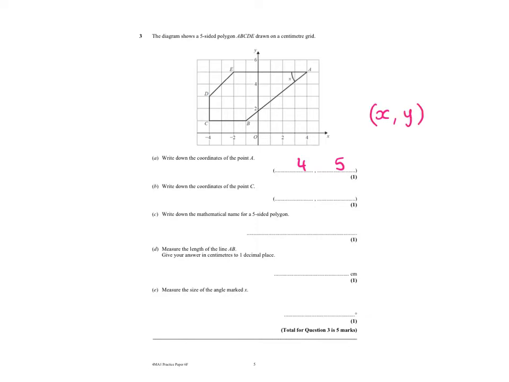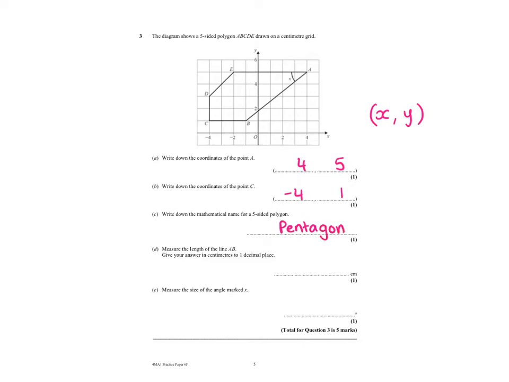It then says write down the coordinates of point C. So again, on our x axis, if we go across, it's -4. Then when we go up to C, we go up 1. So we have -4, 1. Write down the mathematical name for a 5-sided polygon. Now, if it has 5 sides, we call this a pentagon.